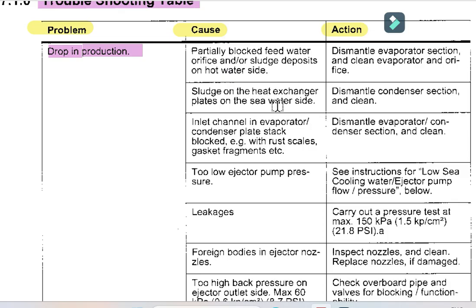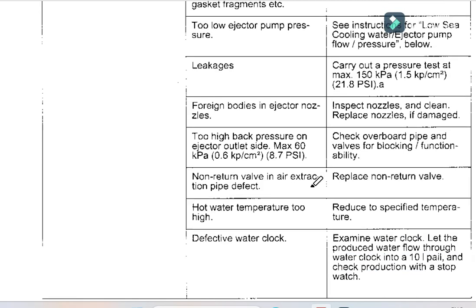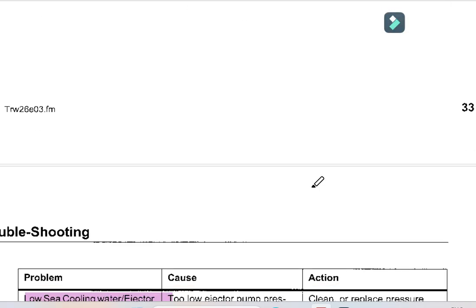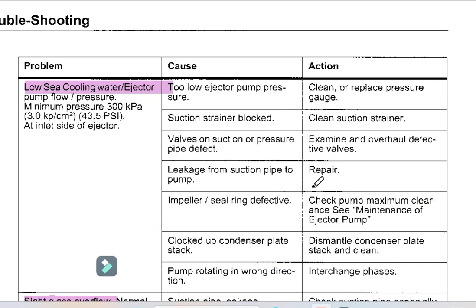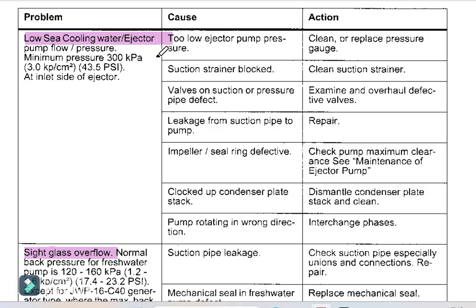Basically, the evaporator or the condenser section is having the rust scale and depositions. So this is the thing. Otherwise, maybe sometime you have the ejector pump low pressure. This is also one of the problems in the ballast condition. So next we will go for another part, that is your low seawater cooling or the ejector pump pressure. Minimum pressure 300 kPa.